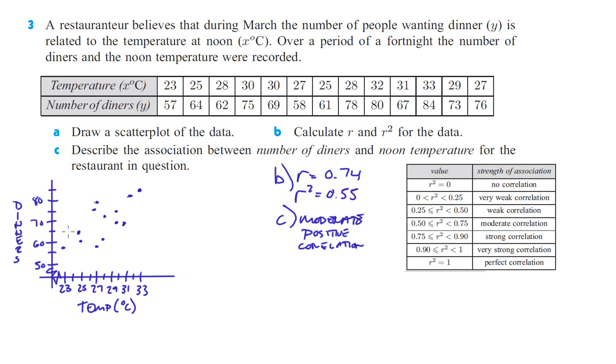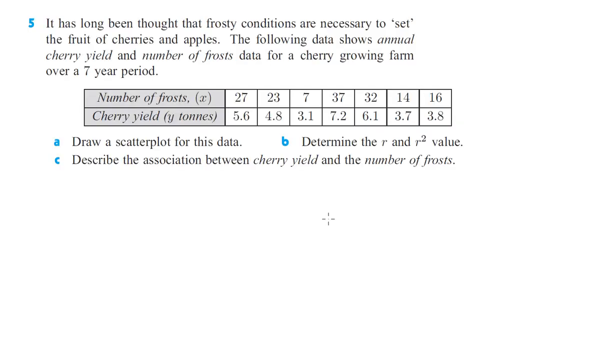All right, let's move on to the next one. Number 5. It's been long thought that frosty conditions are necessary to set the fruit of cherries and apples. The following data shows annual cherry yield and number of frost days for a cherry growing farm over a 7-year period. So here's the data. Draw a scatter plot, determine the R and the R squared, and then describe the association.